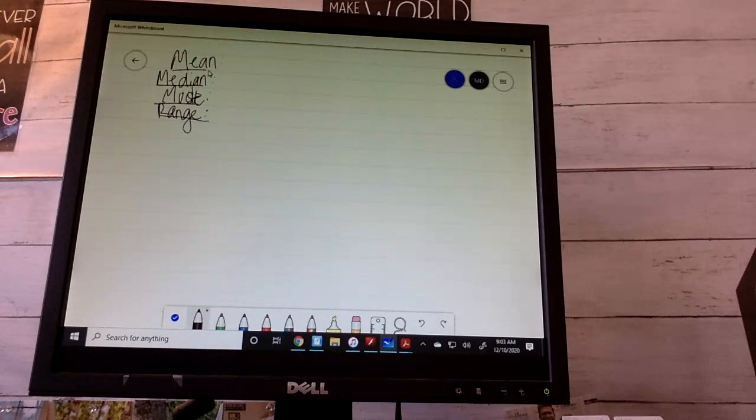Somebody tell me what one of those means. No pun intended. Zoe. Love it. Median is the middle. That's all we're going to write for the definition. The middle of a set of data.